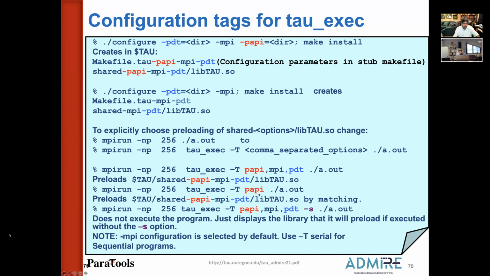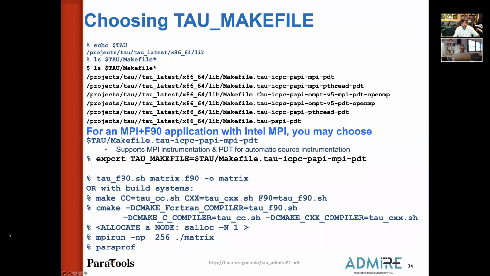If I want to see which one it actually uses, I can use a -s parameter, maybe with just MPI run 1, where it doesn't really run the application, but it will just show you what it's doing with the LD preload and show you which library it's preloading. So if you had these set of make files on your system, by choosing a -t with the ICPC, OMPT, VFI, MPI, you'll be choosing this configuration of tau.